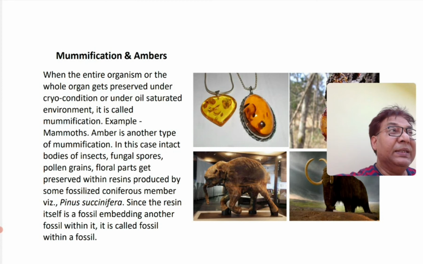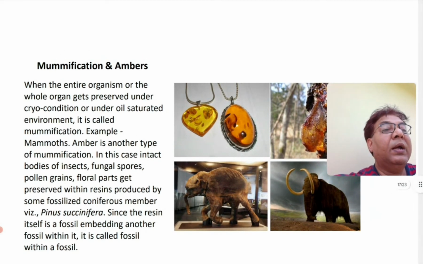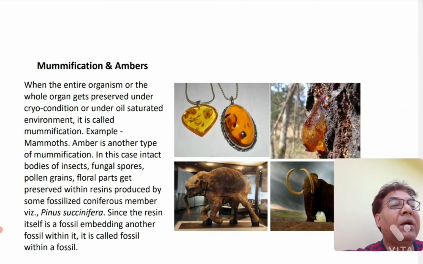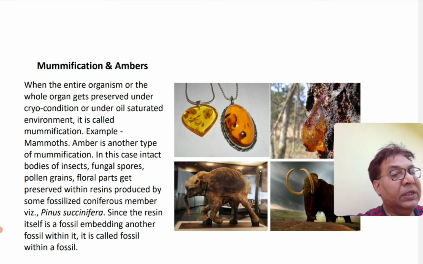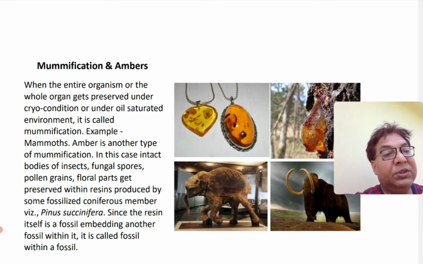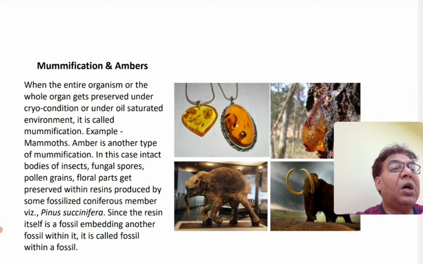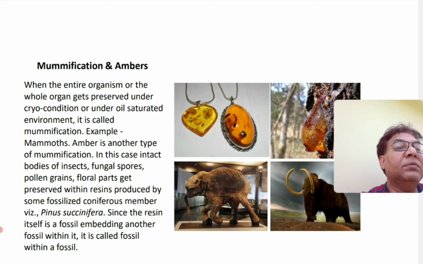Some insects will get preserved within amber. Amber is a resin. It is fossil resin produced by the coniferous plants of that time. One example is Pinus succinifera. Here is the picture being shown that shows how resin is being extruded from the stem. This is of a living pinus tree, and the Pinus succinifera is extinct now. So this is how resins are released from the stem or the branches, and they fall on the ground.